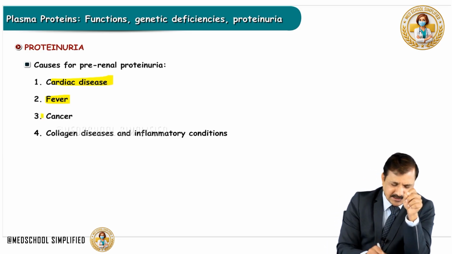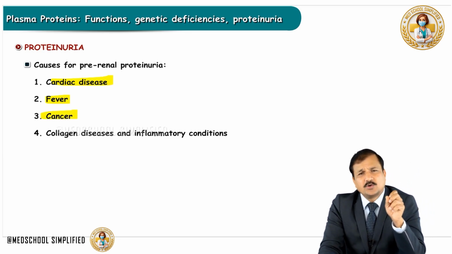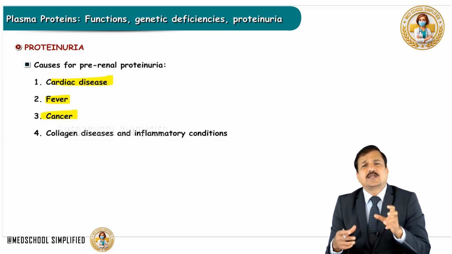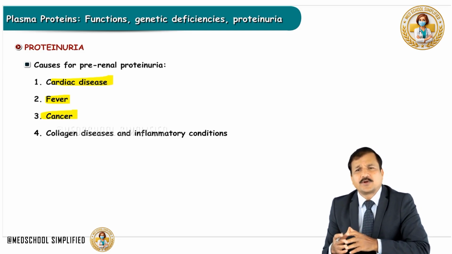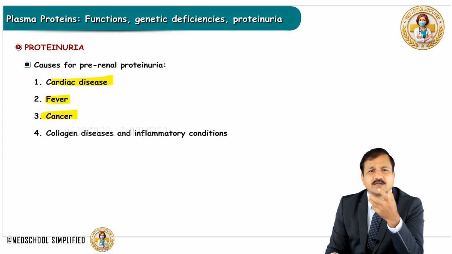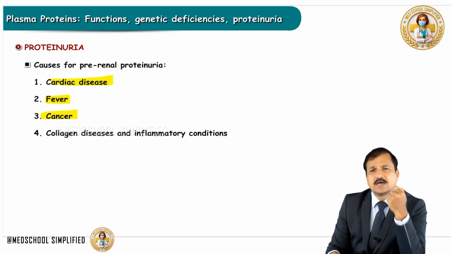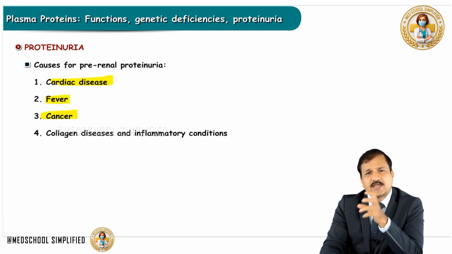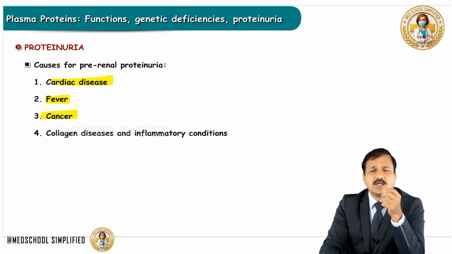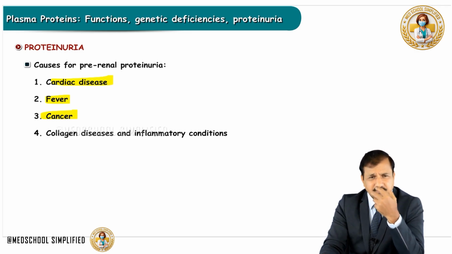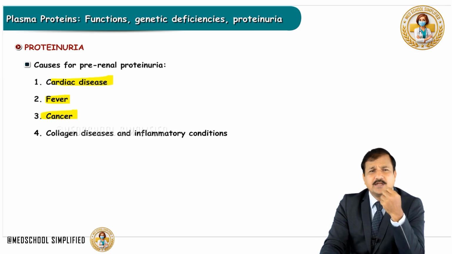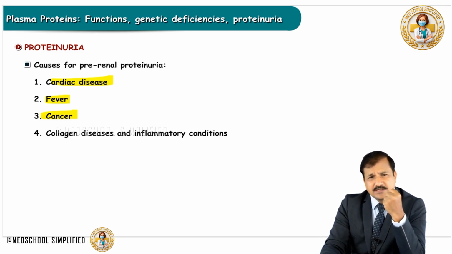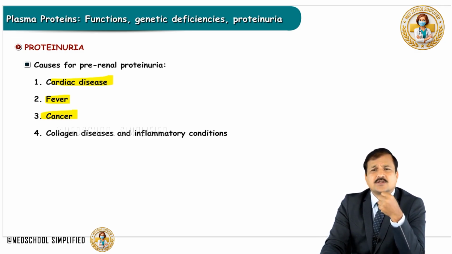And coming to cancer. Cancer also leads to pre-renal proteinuria because an increased amount of urinary mucoproteins generally accompanies elevated serum mucoprotein levels, and that has been observed in patients with cancer, with the highest values when carcinomas lead to invasion or metastasis. That leads to pre-renal proteinuria. Collagen diseases and inflammatory conditions also show pre-renal proteinuria.